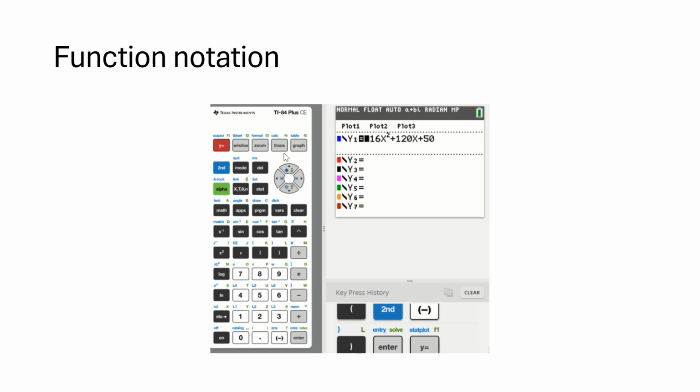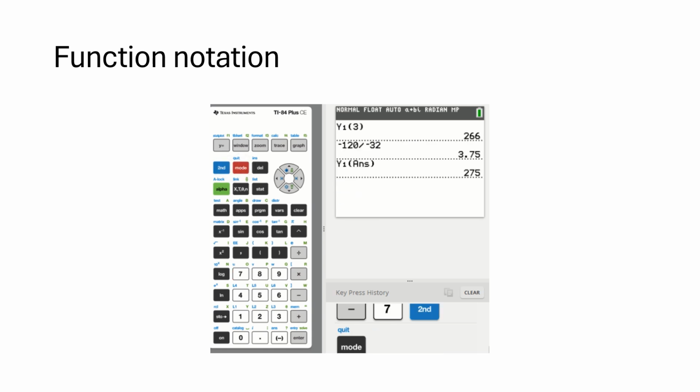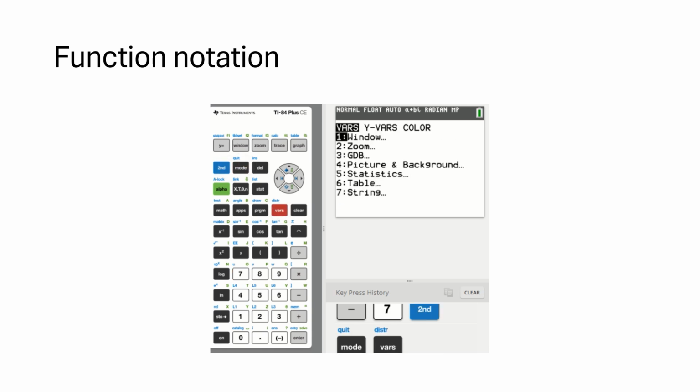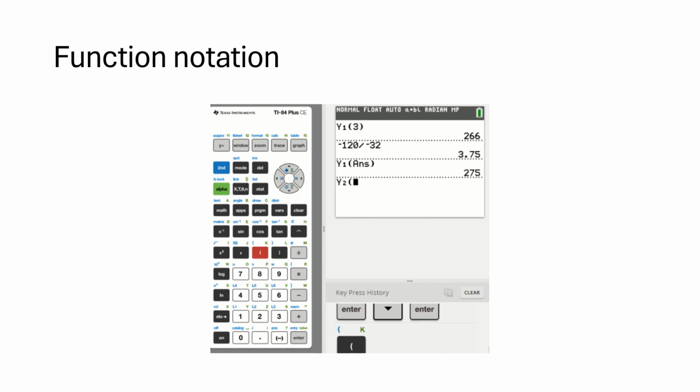Also, if you have something in y sub 2, so let's say 2x minus 7, and you wanted to evaluate that, so vars, y vars, function, you just choose y sub 2 instead of 8. This is the same thing as f of 8, or maybe g of 8 because I'm using a different function.